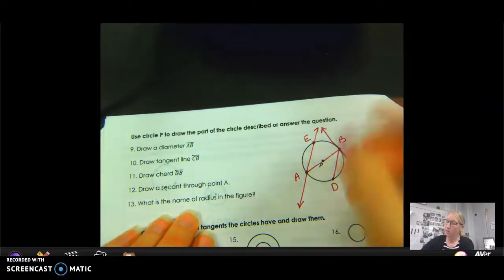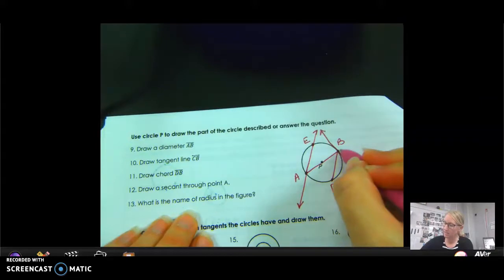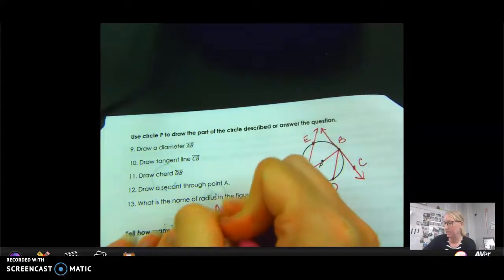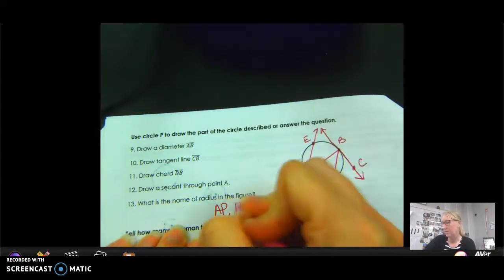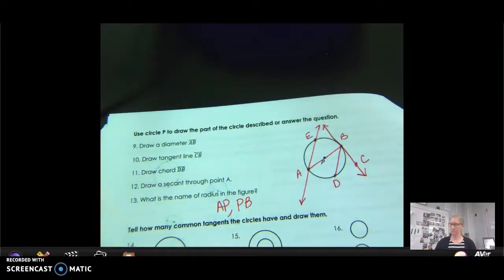What is the name of the radius of the figure? So one of the radii is here. A to B was a diameter, so A to P could be a radius, or P to B could be a radius. Those are the two that we already have on there.